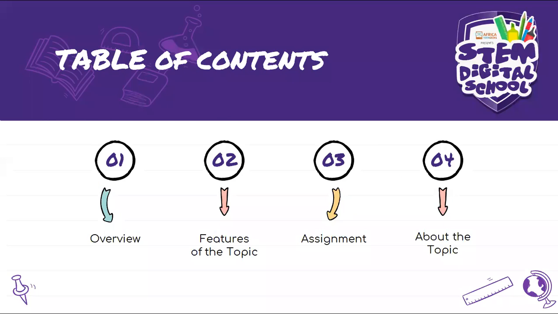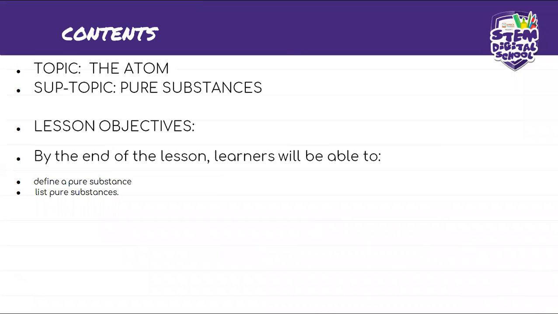All right. So, our general topic is still the atom, but our subtopic here will be pure substances. So, my grade 8 learners, by the end of this lesson, you should be able to define a pure substance, and you should be able to list pure substances.